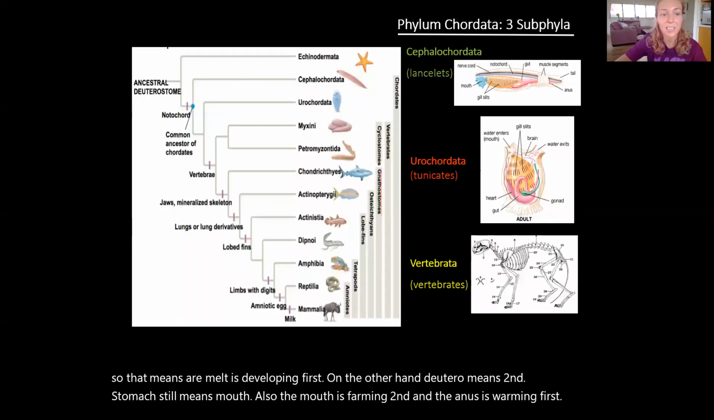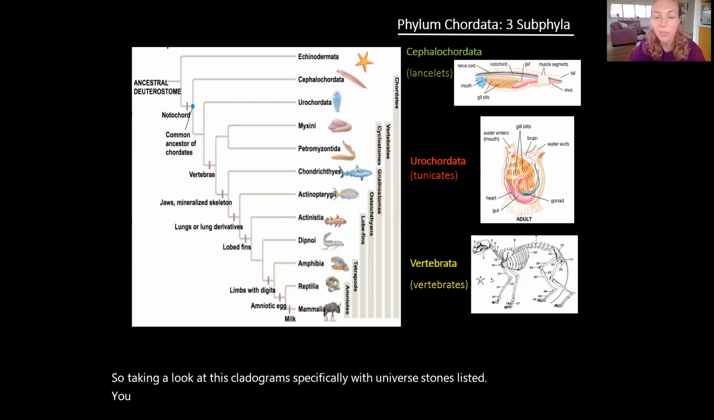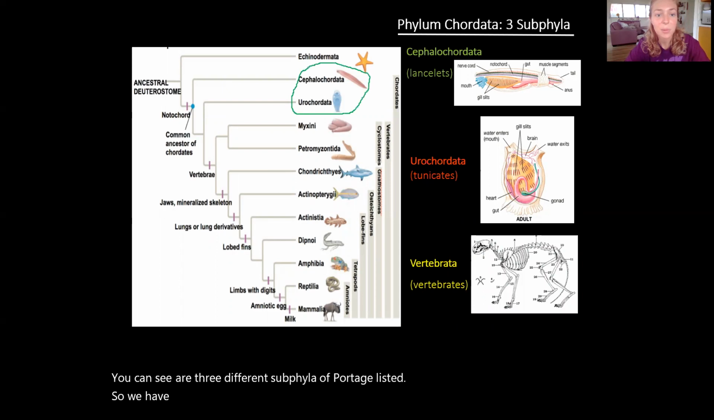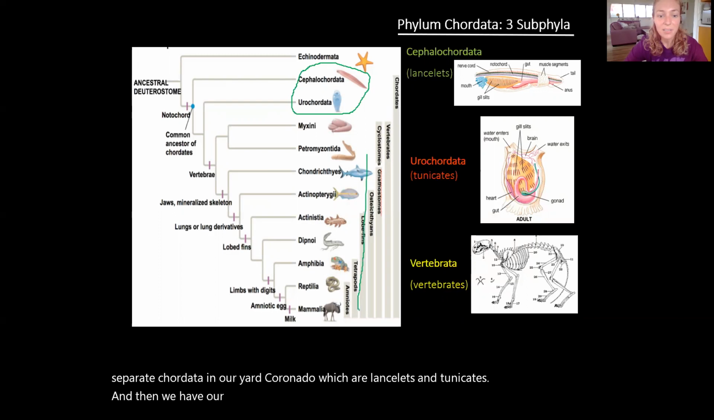So taking a look at this cladogram specifically with deuterostomes listed, we can see our 3 different subphyla of chordates listed. So we have our more primitive deuterostomes, or more primitive chordates, I should say, our cephalochordata and our urochordata, which are lancelets and tunicates. And then we have our vertebrata, which is basically everything from our sharks down to mammals.